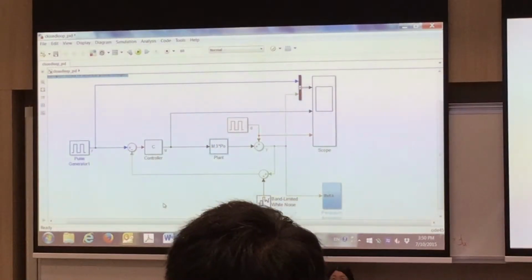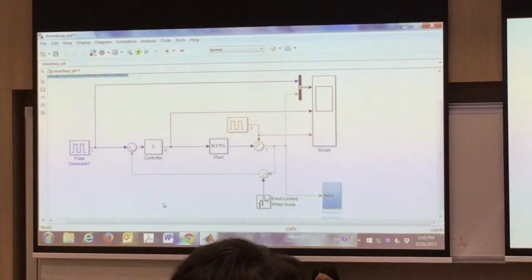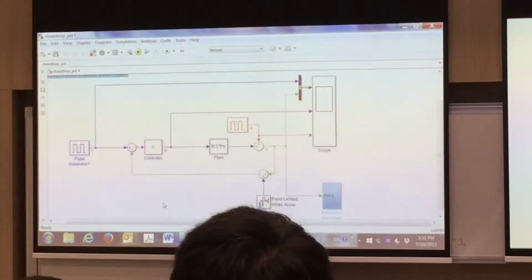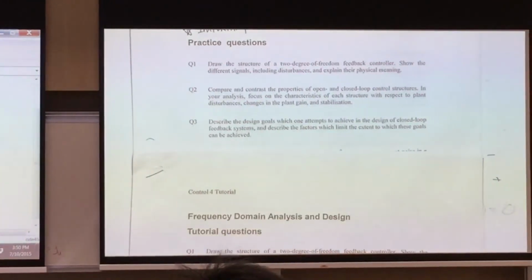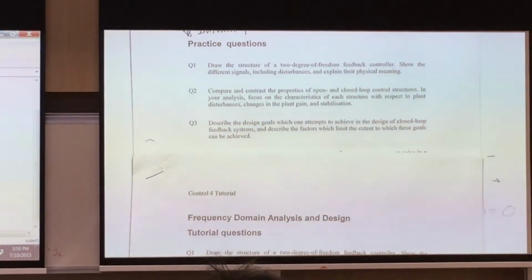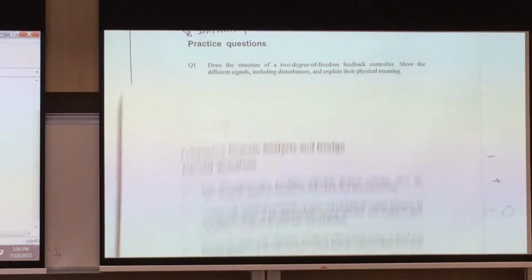And there are certain terms that you might find a bit alien to you, like draw the structure of a 2 degree of freedom feedback controller. Okay, so I just explained why 2 degree of freedom, because you have both the pre-filter F and the controller C. Alright? And these are all defined in your part 2 of the reading that you're supposed to go through. Okay, so please have a go at the practice and tutorial questions.